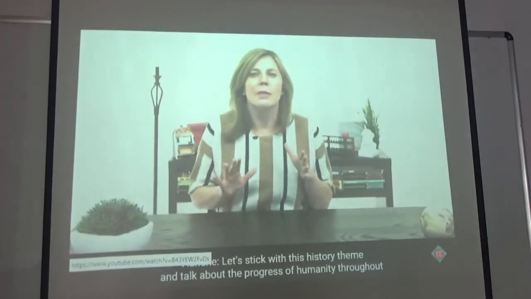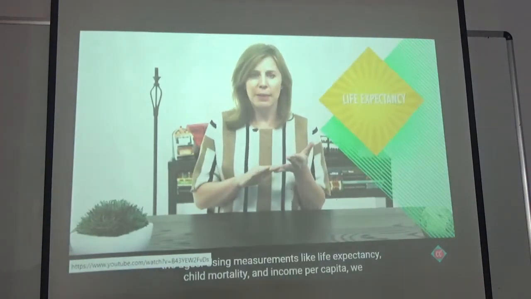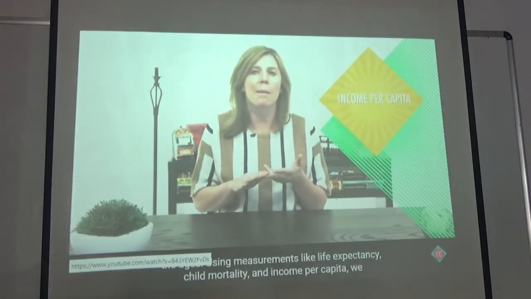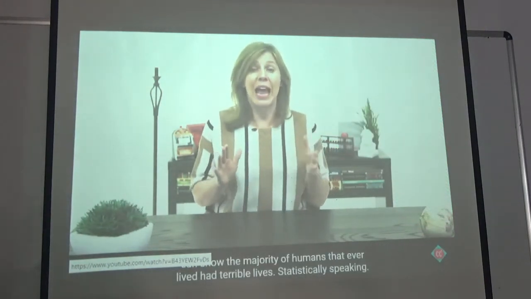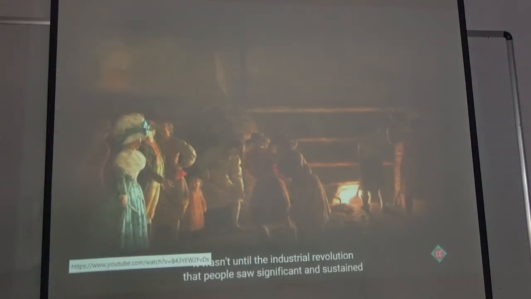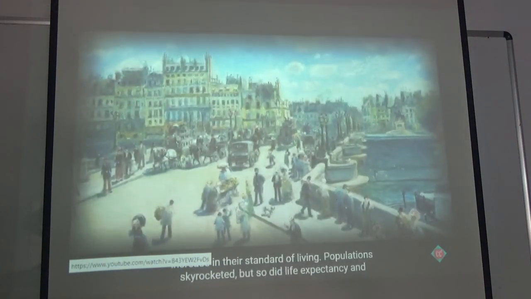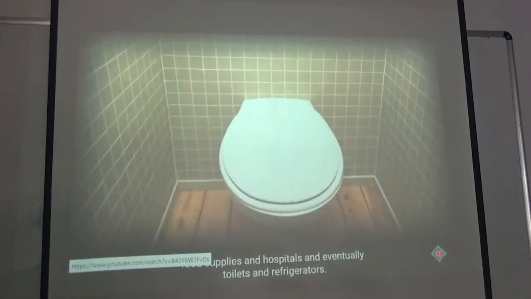Let's stick with this history theme and talk about the progress of humanity throughout the ages. Using measurements like life expectancy, child mortality, and income per capita, we can show the majority of humans that ever lived had terrible lives. Statistically speaking, it wasn't until the Industrial Revolution that people saw a significant and sustained increase in their standard of living. Population skyrocketed, but so did life expectancy and food supplies and hospitals and eventually toilets and refrigerators.